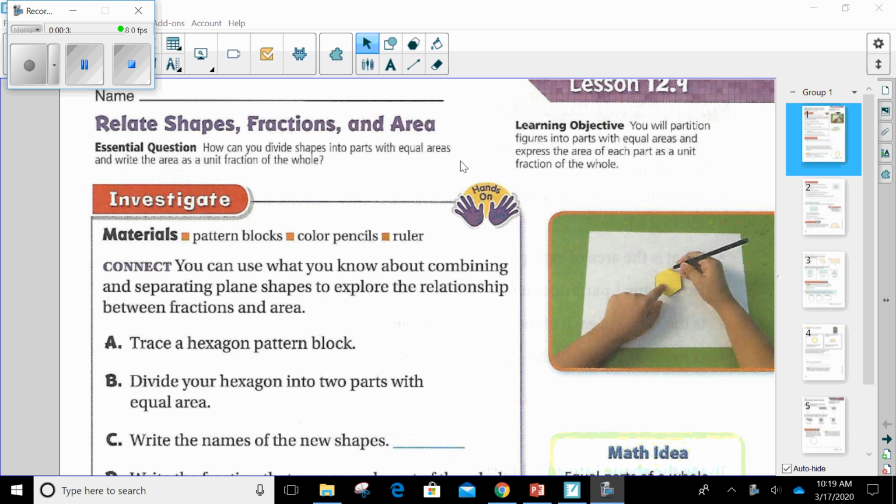Okay, now that's exactly what fractions are. The denominator is talking about equal groups. So that makes sense that all of this is related. We're going to show you how those two relate.